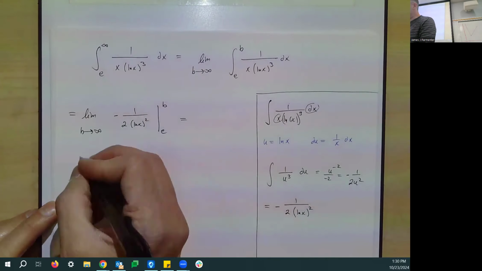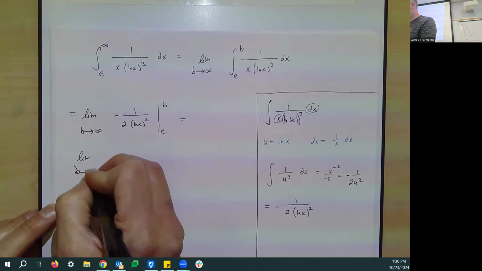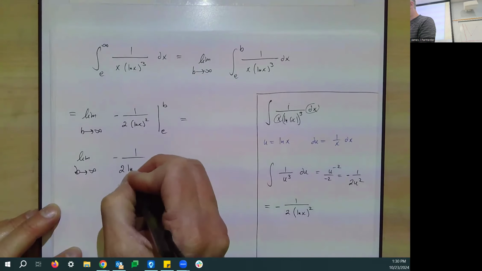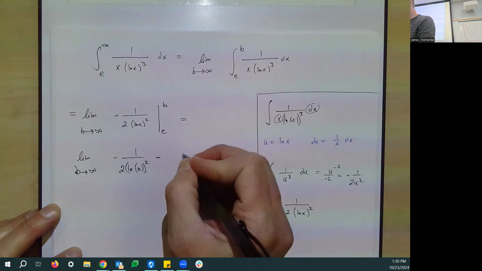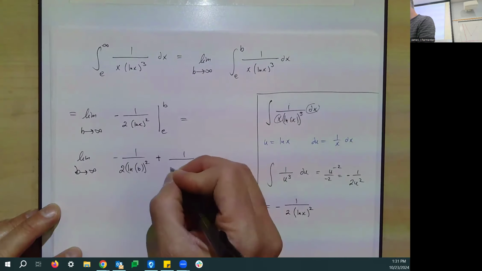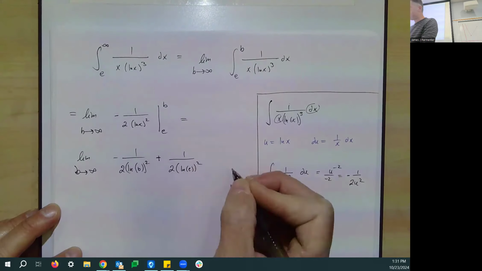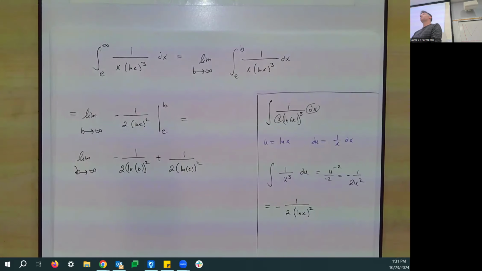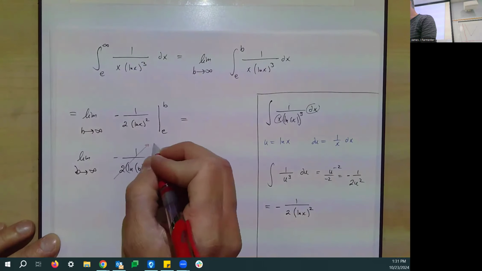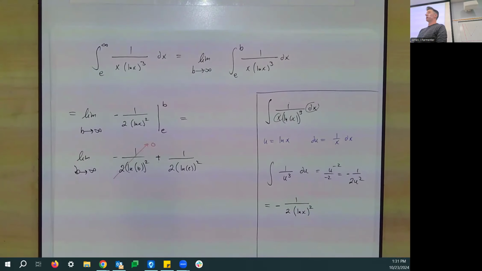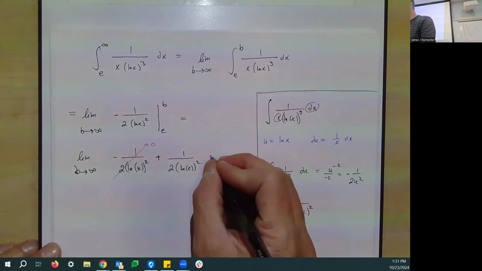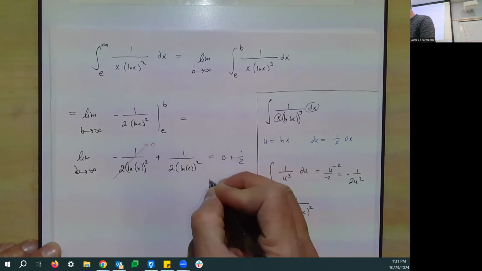So then we plug in: the limit as b goes to infinity of negative 1 over 2 times the natural log of b squared, minus a minus, which is plus 1 over 2 times the natural log of e squared. Okay. So typically when I'm doing this, I'm thinking about whether my numerator is really big or my denominator is really big. If the numerator is big, it's going to diverge to infinity. If the denominator is big, that piece is going to converge to 0. So this looks like it's converging to 0 plus whatever this is, which is 1/2, because the natural log of e is equal to 1. This is going to be just 0 plus 1/2, which is 1/2.